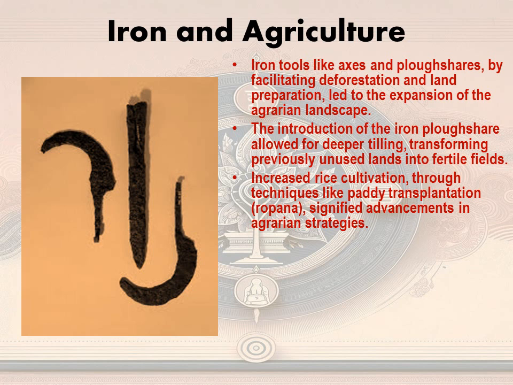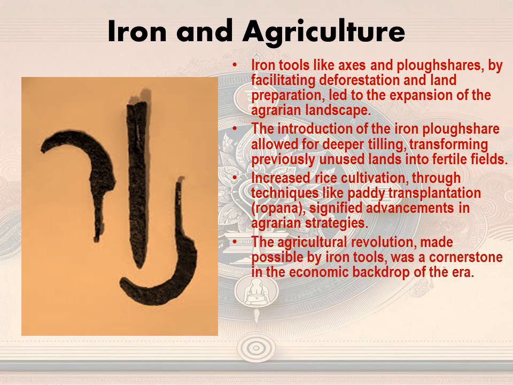Increased rice cultivation was possible through techniques like paddy transplantation, which is popularly called ropan, signified advancement in agrarian strategies. So the possibility of a new agricultural technology, which is paddy transplantation, came into being, and that is called ropan in local terms.